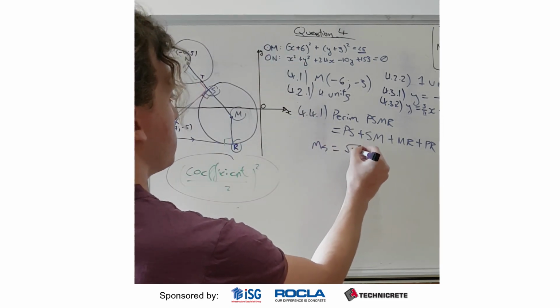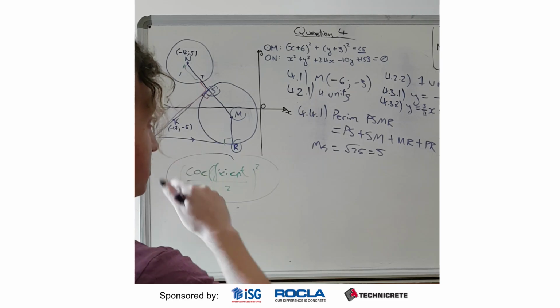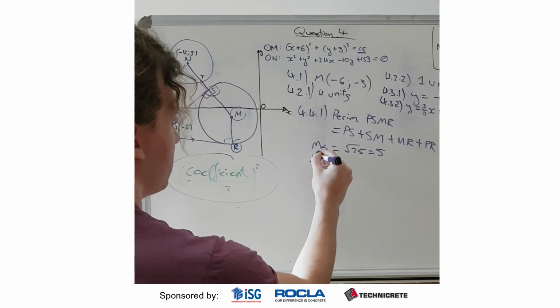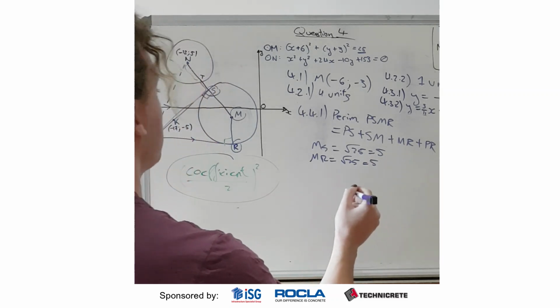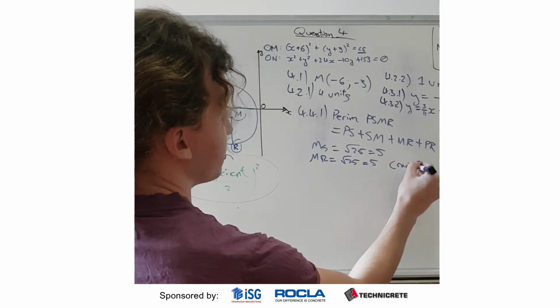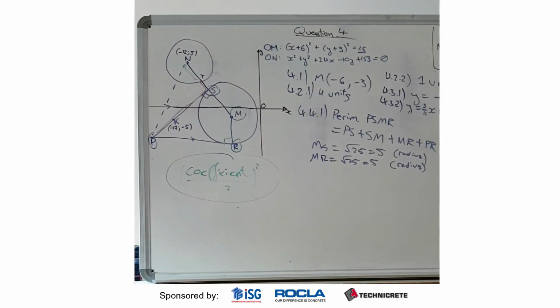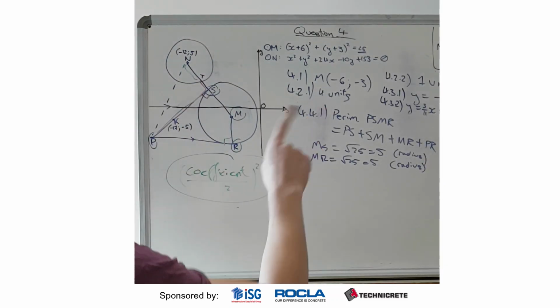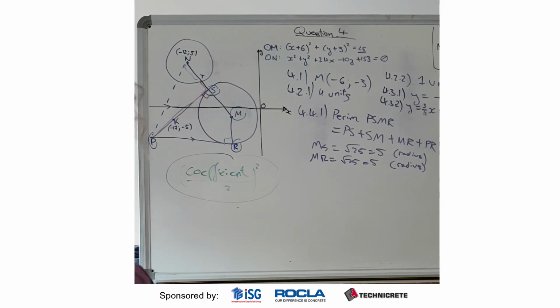A couple of these we already know. MS we already know is the square root of 25, which is equal to 5. Why? Because it's a radius. We've looked at that particular equation like 4 times. Same thing with MR. Square root of 25 is equal to 5. If you want a reason, you can just say radius. So the things that might give us a bit more difficulty are PS and PR. However, once we find the coordinates of P, we should be fine.